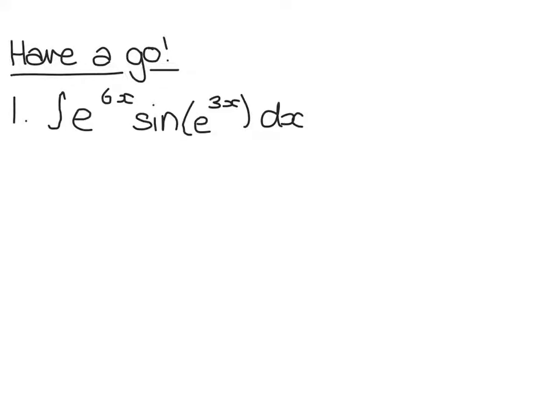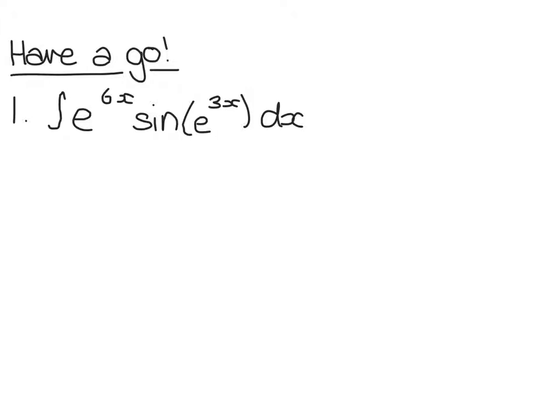Question 1. We would like to integrate e to the power of 6x times sine of e to the 3x. 5, 4, 3, 2, 1. The solution to this integral is minus 1/3 times e to the power of 3x times cos of e to the 3x plus 1/3 times sine of e to the 3x plus c.